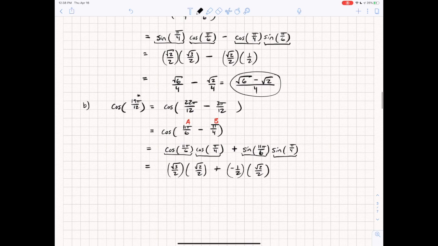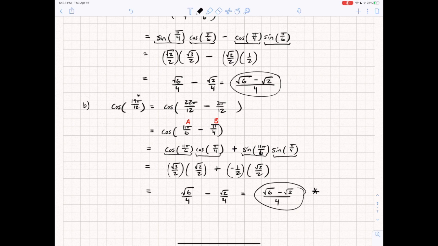So now I just need to simplify, and so this gives me radical 6 over 4 minus radical 2 over 4. And so I get radical 6 minus radical 2 over 4. And that's my final. And I was just double checking in my head real fast.